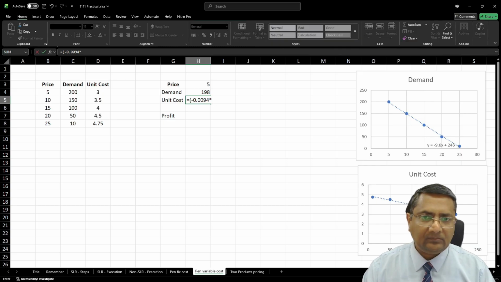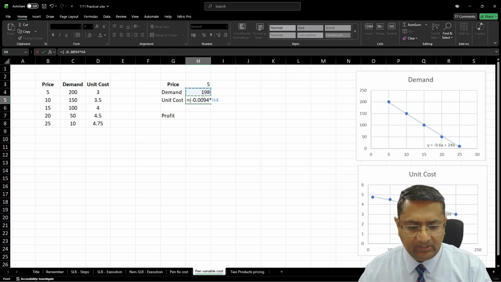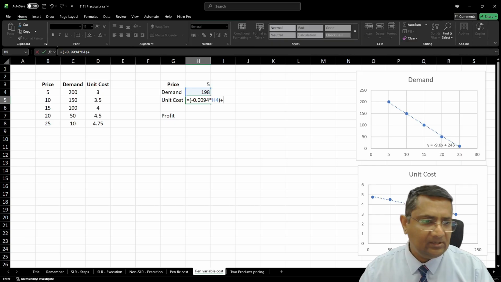Okay. For this equation, what is y? Y is our unit cost, and what is x? X is our demand. This is the demand and unit cost relationship. This is the demand and price relationship. So when it is demand and price relationship, x is price. When it is the demand and unit cost relationship, x is our demand. So what is our demand? Demand is this. Okay. Then bracket close, then plus, what is 4.909?